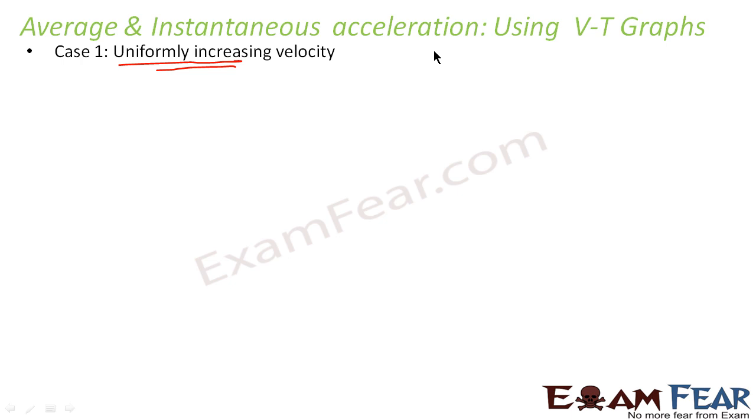Let us suppose initially the velocity of a body was 1 meter per second. In the next second it was 2 meter per second. In the next second it was 3 meter per second, and so on. That means the velocity is increasing uniformly with time. So let us plot the scenario of uniformly increasing velocity.